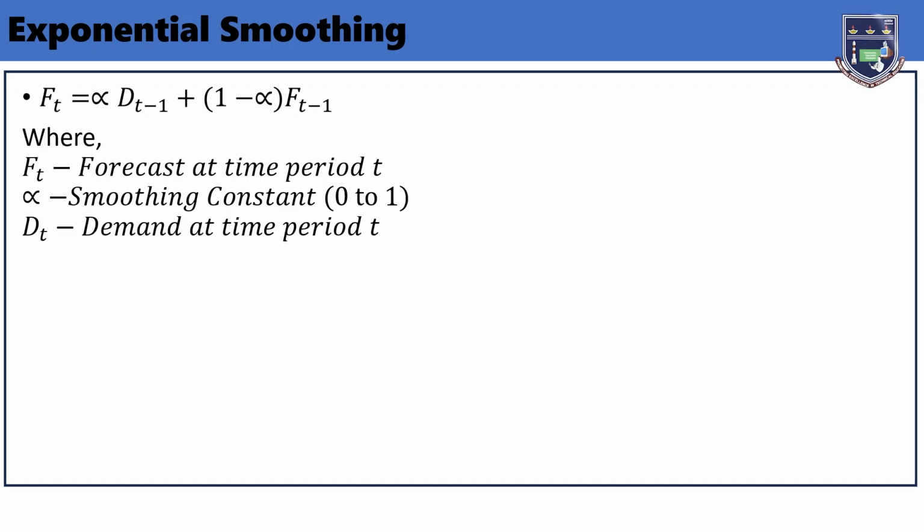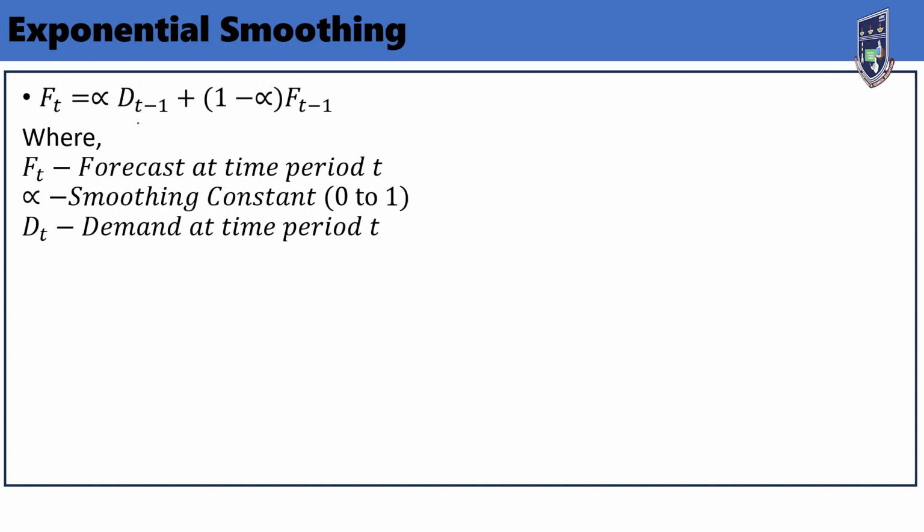This is a very simple formula used for exponential smoothing. The forecast for the time period t can be identified using this formula: F t equals alpha D t minus 1 plus 1 minus alpha F t minus 1, where F t is the forecast at time period t and alpha is the smoothing constant with a value between 0 and 1. D t minus 1 is the previous period demand and F t minus 1 is the previous period forecast. Now, you can see how exponential smoothing tracks the past data.